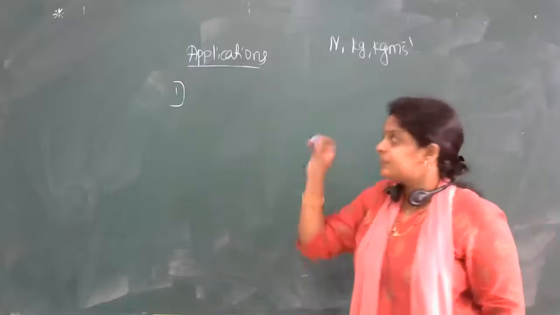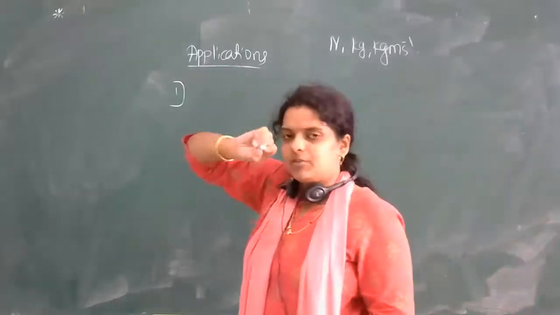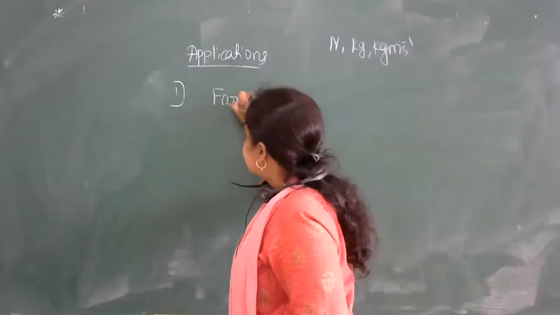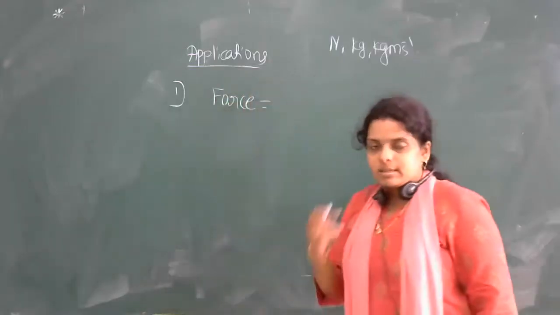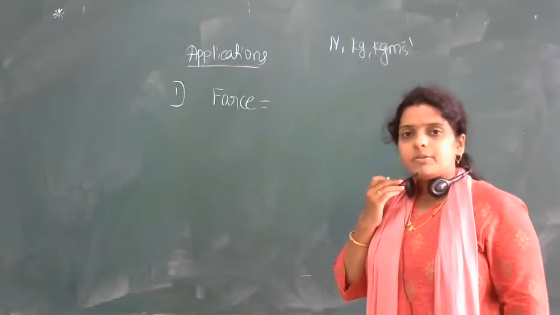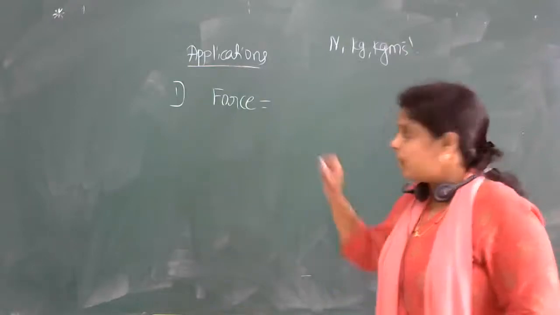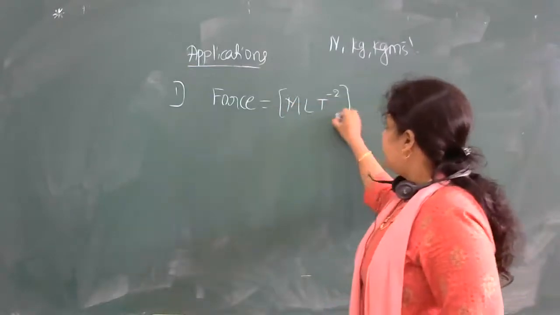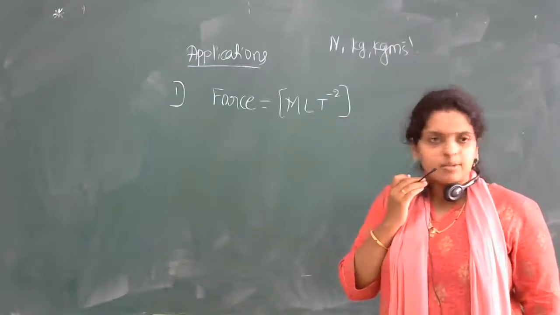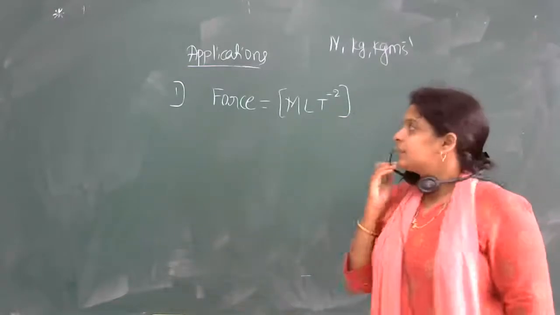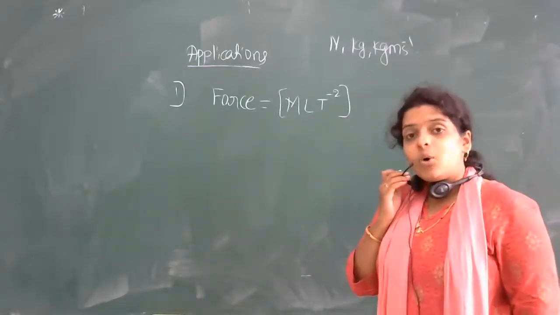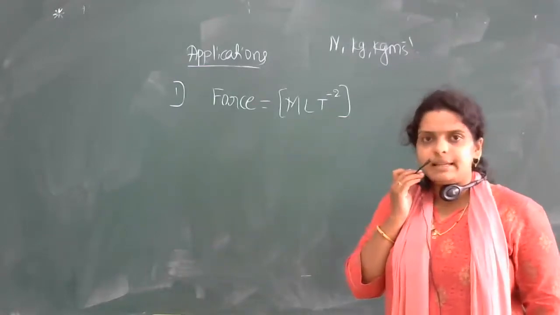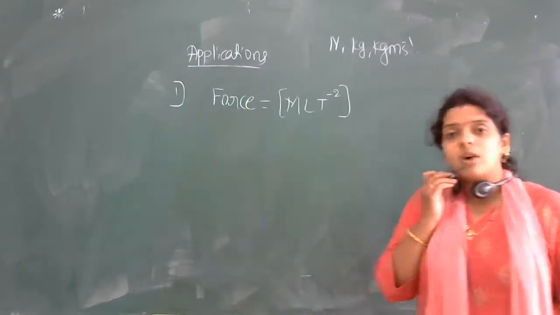How we will see? First one, very simple, I'll take whichever you know, that only we will consider as an example. So the first example I'll consider is force. Force you know very well. So force, what is the dimensional formula? It is M L T raised to minus 2. Correct? So this is the dimensional formula for force. What I said, you can calculate the unit of a given physical quantity. So how to calculate that?